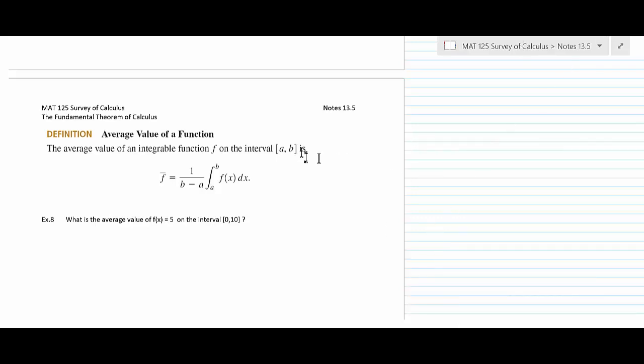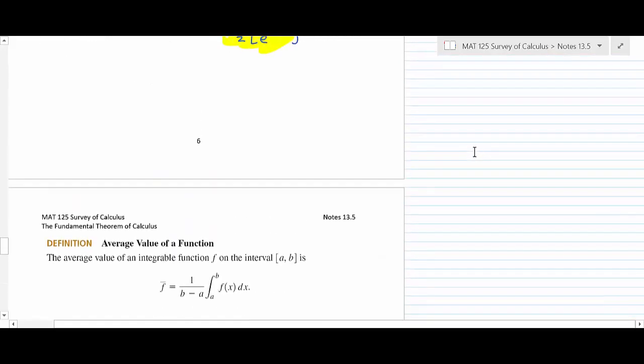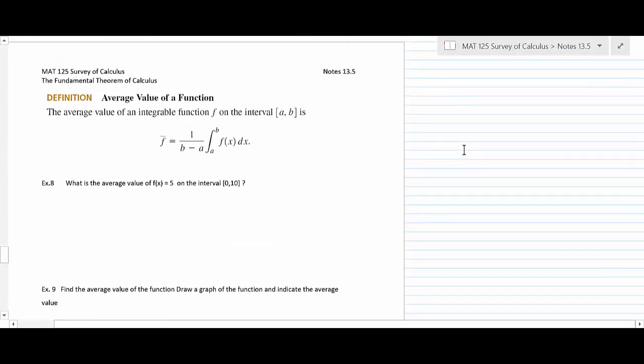So let's go ahead. I think we're on page, where am I? I think page 7. So we hadn't done average value of the function yet. What we're finishing up this semester is things with definite integrals.